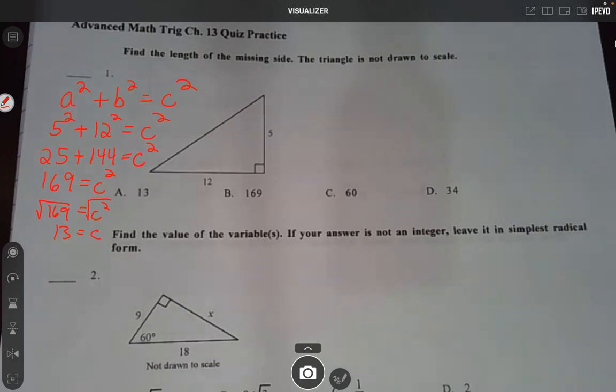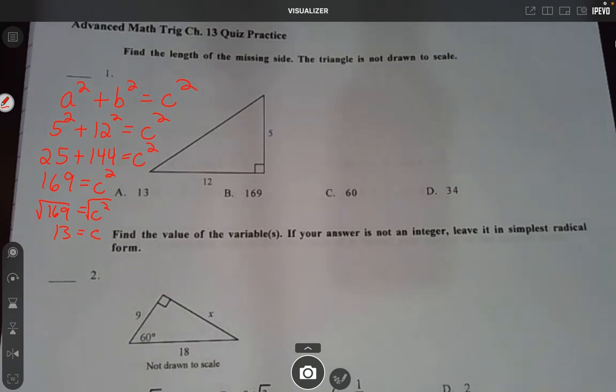I just picked 13 because it's a little bit longer than 12. I just remember the 5, 12, 13. If it was 3, 4, then the other one would be a 5: 3, 4, 5. Those are Pythagorean triples. If you know them, that's good, because you could have just gotten that answer without doing anything.